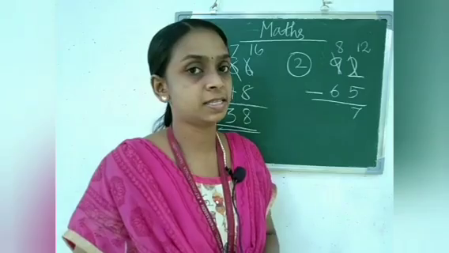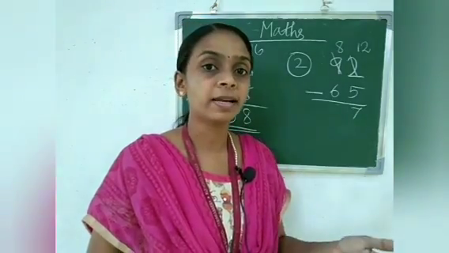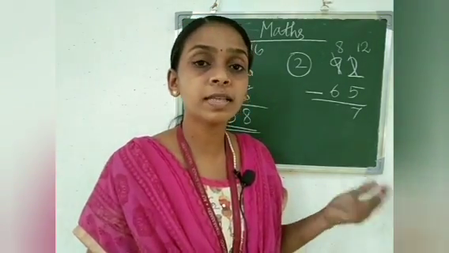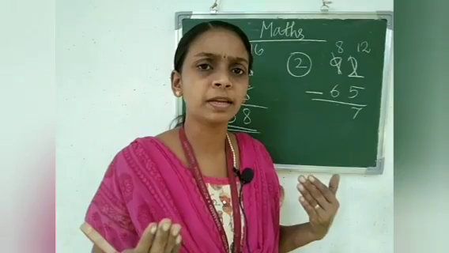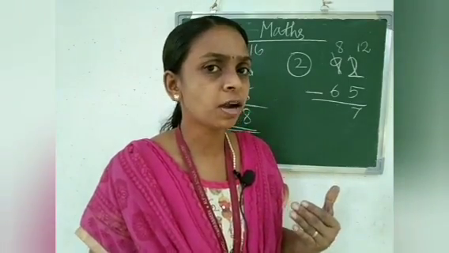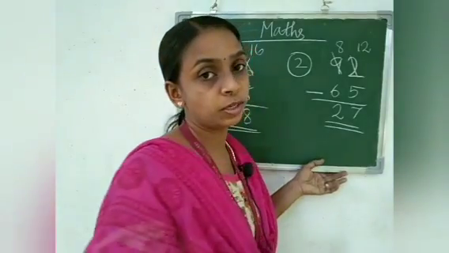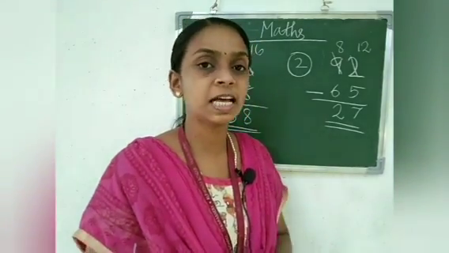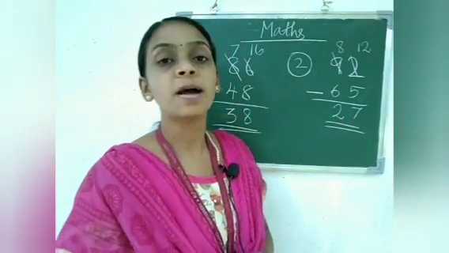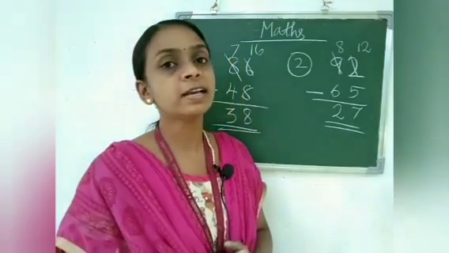So 8 minus 6, we have to do 8 minus 6. What is 8 minus 6? All of you tell me. 8 minus 6 is 2. So what is the answer? 27. 27 is the answer. So 98 minus 65 is 27.